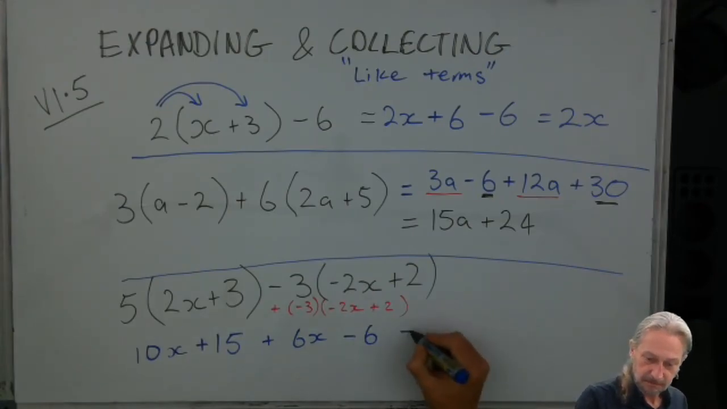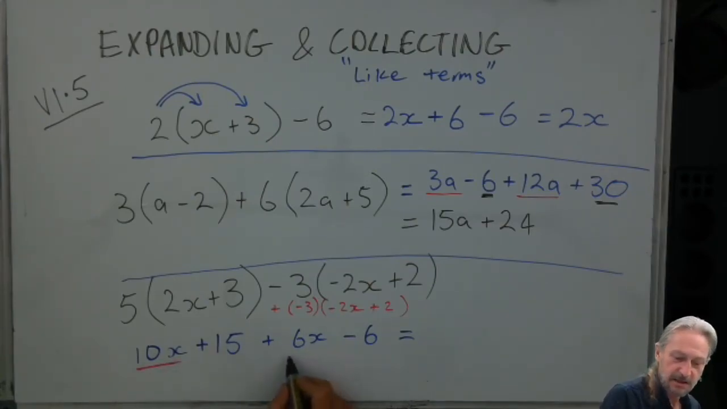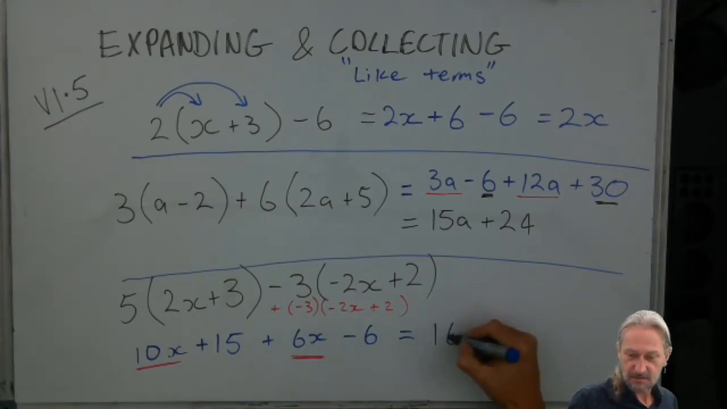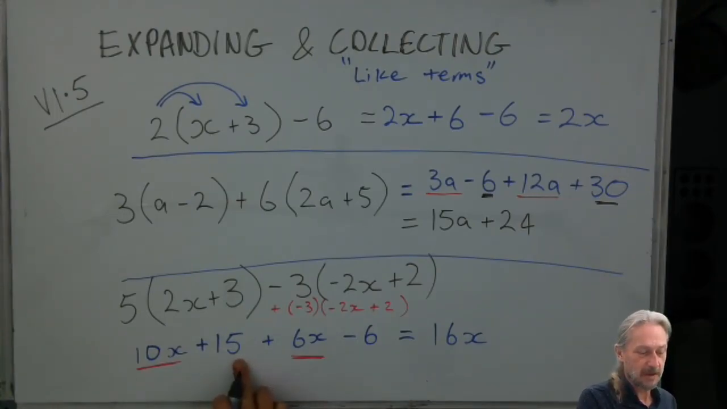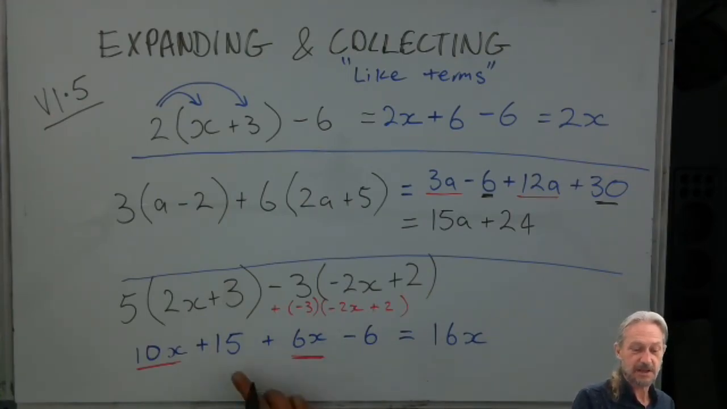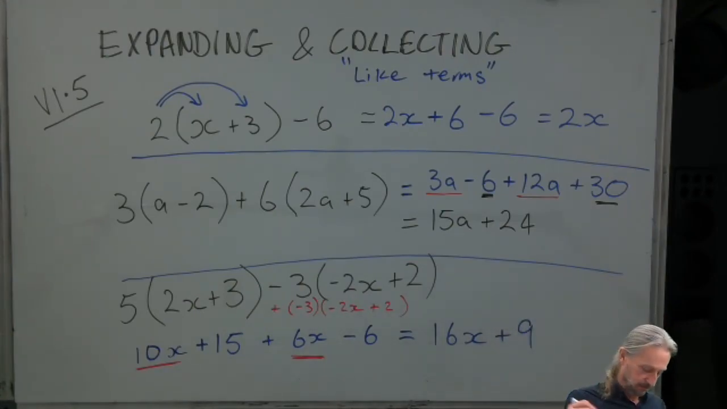So now we've got 10 lots of x and 6 lots of x. They're like terms, so we can collect those together. 10 things plus 6 things is 16 of those things, x. And we've got positive 15, and we're taking 6 away. So 15 take away 6 is going to leave us with positive 9. I hope that makes sense. Okay, so that's where I'm going to leave this one, expanding and collecting.